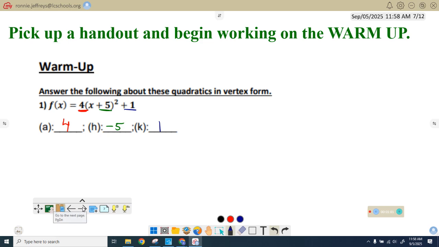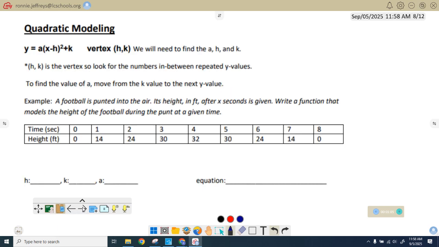Now, wow. Moving on. So, quadratic modeling. This is not like the TikToks where the guy gets the red carpet and throws it out and people model walk and stuff like that. Anytime you hear modeling in math, it's literally coming up with an equation based off something else. Okay, so remember, we have these two things right here. We'll need to find the A, H, and the K.